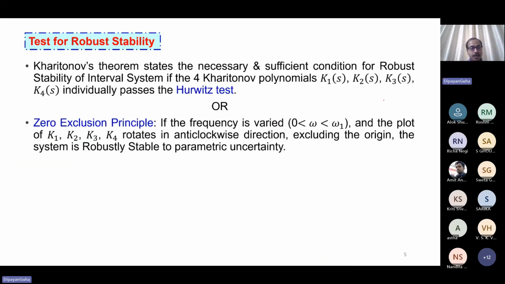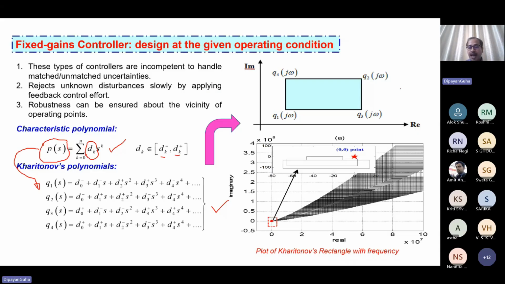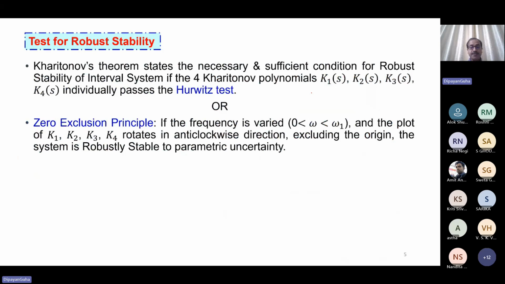And the second statement is based on the zero exclusion principle. For a given frequency, we will have a Kharitonov rectangle in the frequency plane, and once I change the frequency, I will get a family of Kharitonov rectangles in this plane. Now just observe whether the origin or zero point is included or excluded by the Kharitonov rectangle. If the zero point is excluded by the Kharitonov rectangle for a given frequency range, then it concludes that your feedback control system performs robustly for a given uncertainty band.